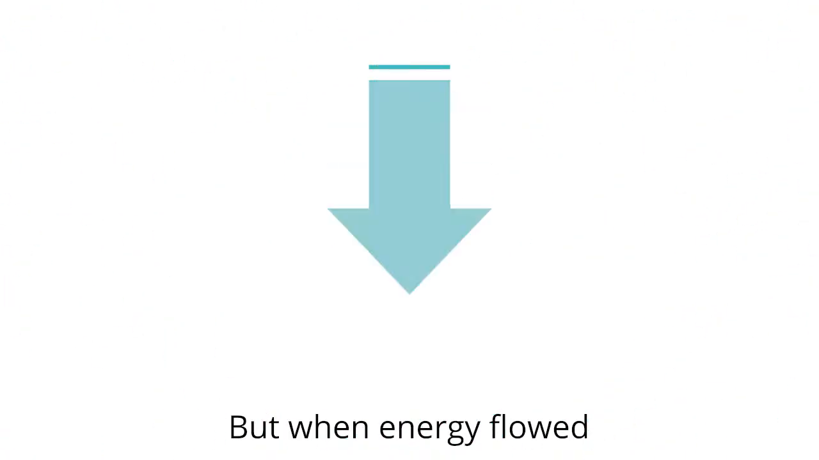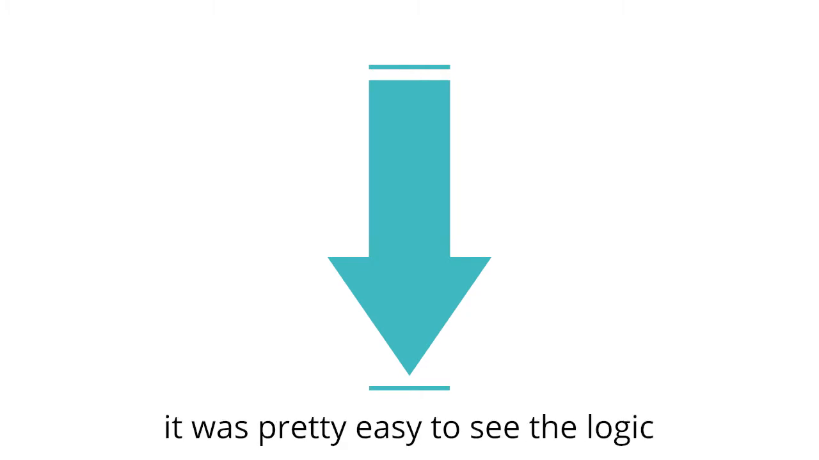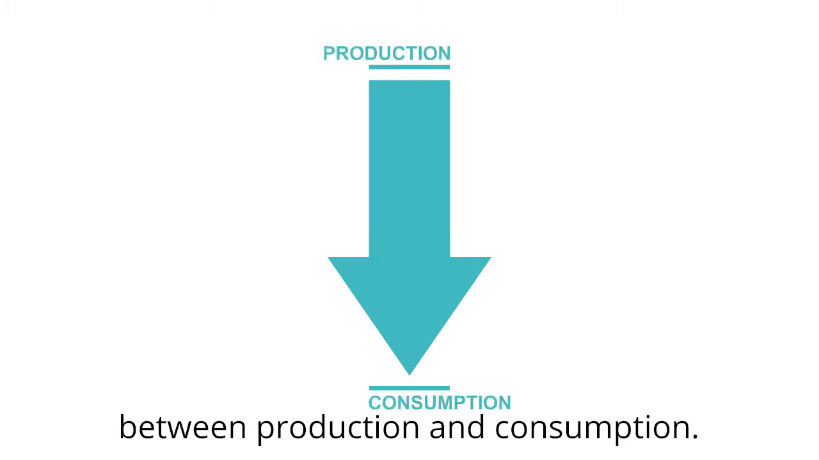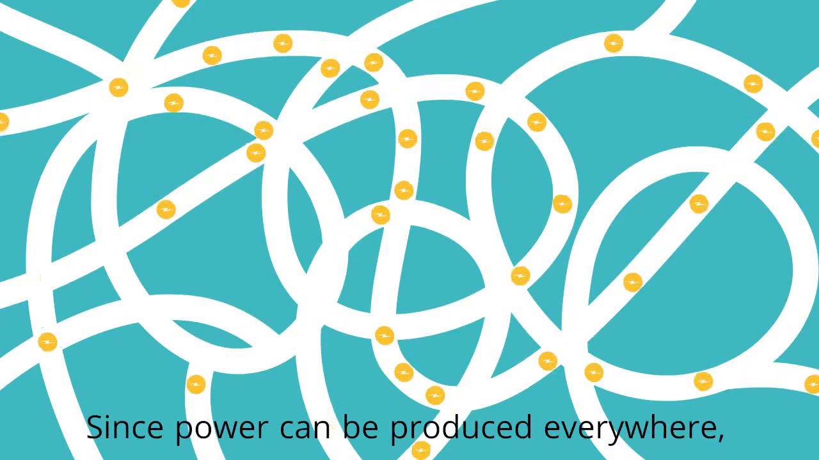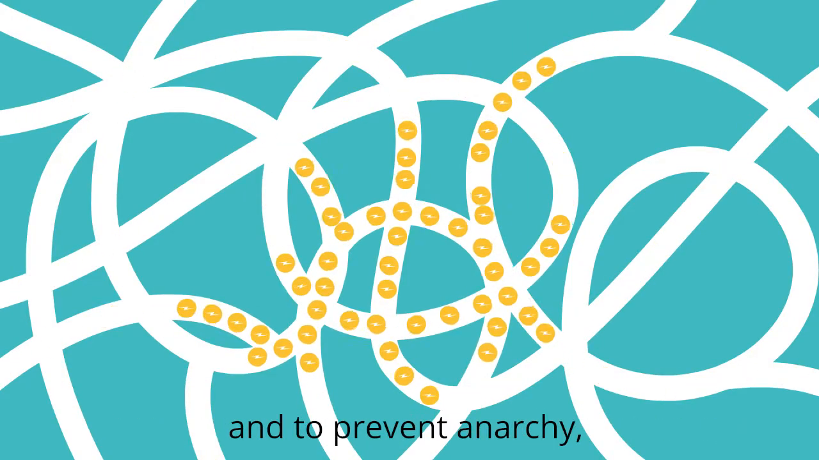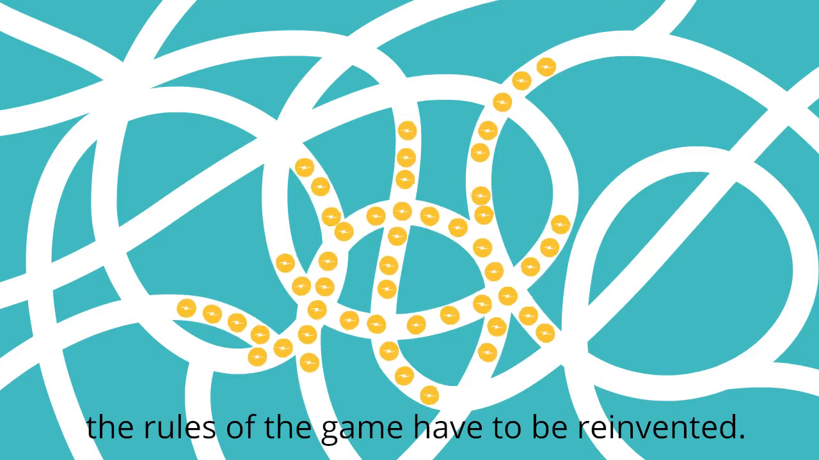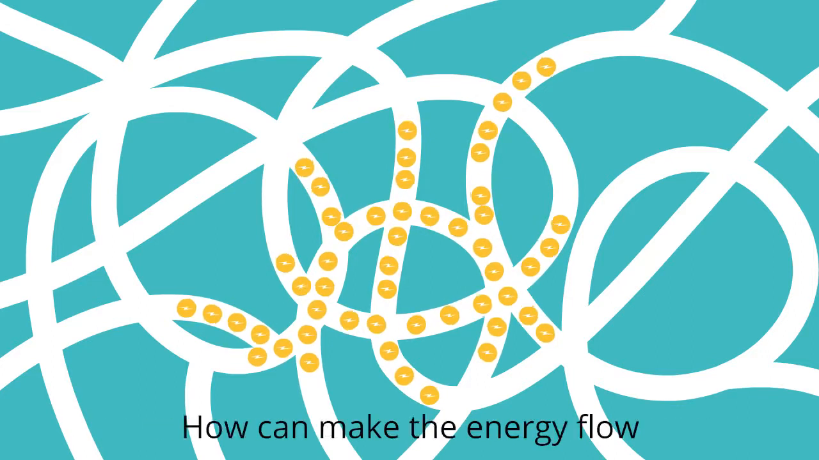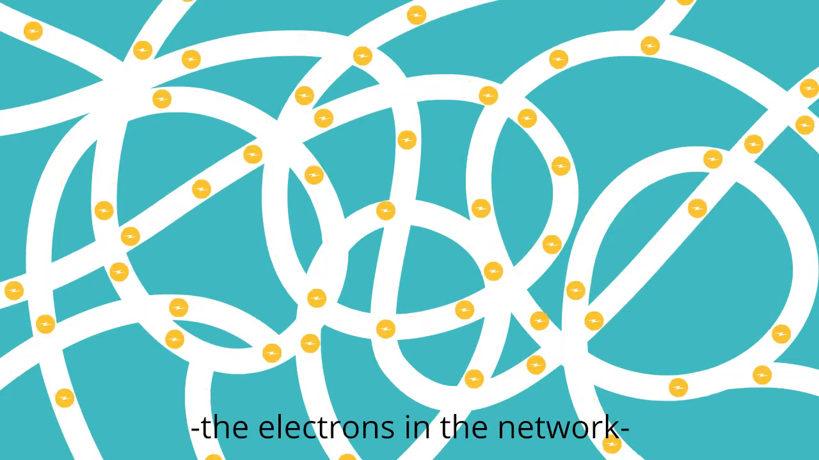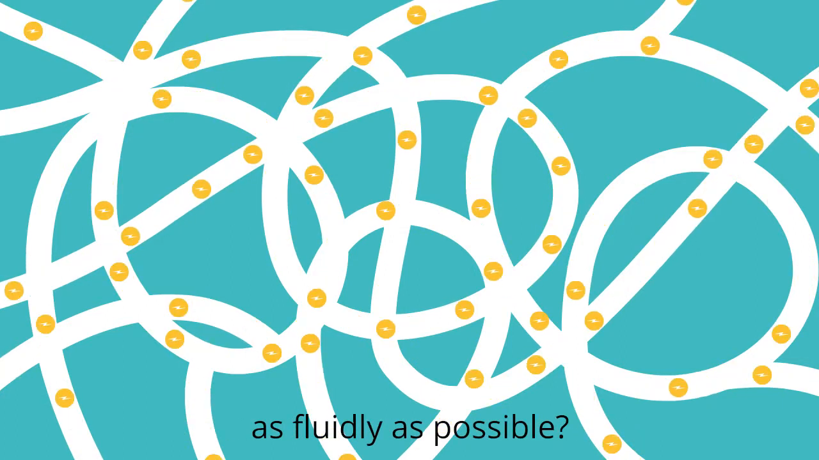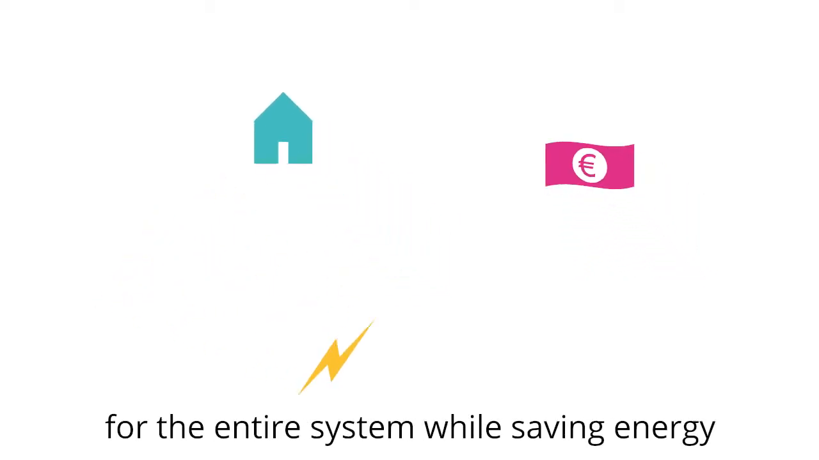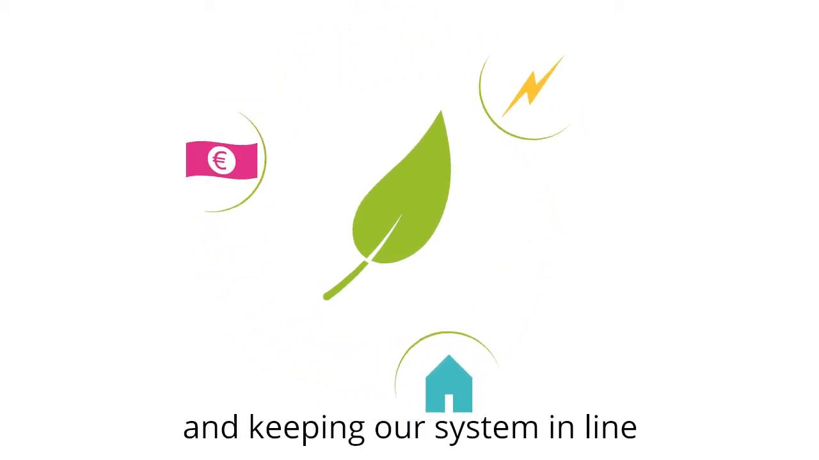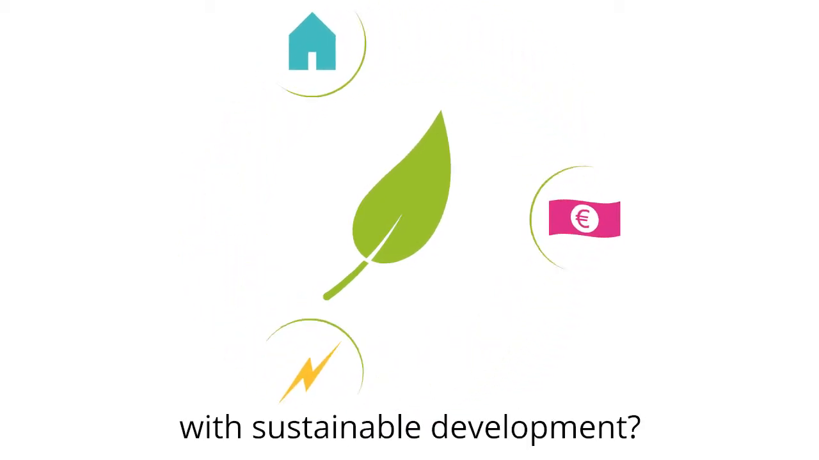Yes. But when energy flowed from top to bottom, it was pretty easy to see the logic between production and consumption. Now the energy flow is much more complex, since power can be produced everywhere, and to prevent anarchy, the rules of the game have to be reinvented. How can we make the energy flow, the electrons in the network, as fluidly as possible? How can we optimize production, consumption, and the related expenditure for the entire system while saving energy and keeping our systems in line with sustainable development?